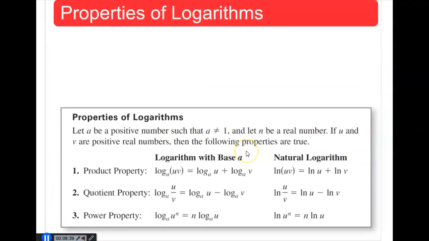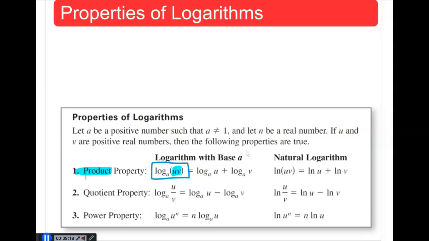Okay, so now starting with the properties of logarithms. So we are gonna go over these properties, and we're gonna learn how to go from something that we call here the log of a product. You could see here we have two things multiplying, u and v. They are the arguments of the logarithmic expression that are multiplying, and that's why we call it product property. So we're going to go over that.